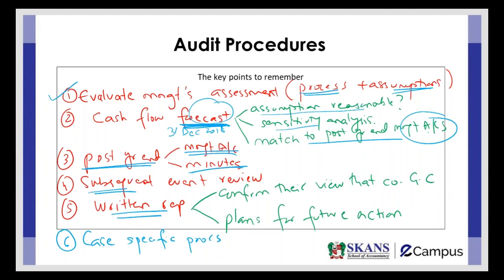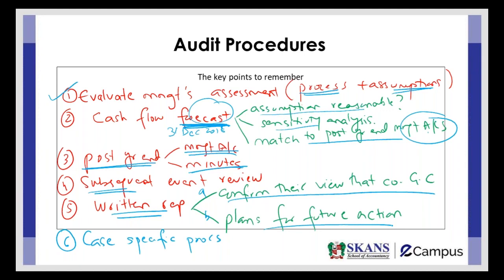Get a written representation. Actually, 2 written representations. Number 1, ask the management to write down their view regarding going concern. So if they say the company is a going concern, I'll say, perfect, please write it down for me. If they say the company is not a going concern, I'll say, perfect, please write it down for me. So either way, for their view, you need to get a written representation. Also get a written representation for plans for future action. So maybe they've lost a major customer, but they have plans that they will be able to get 3 new customers for this. It's about the future. It's plans for the future. There is uncertainty, so you ask them to write it down for you.